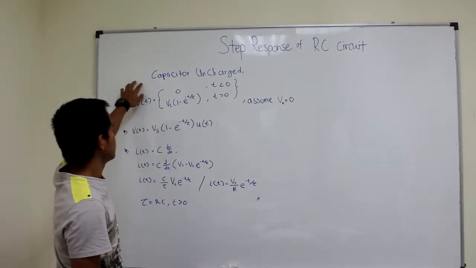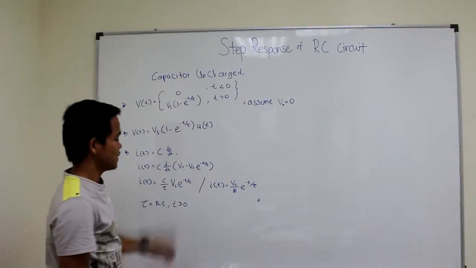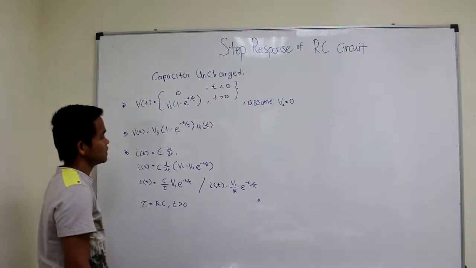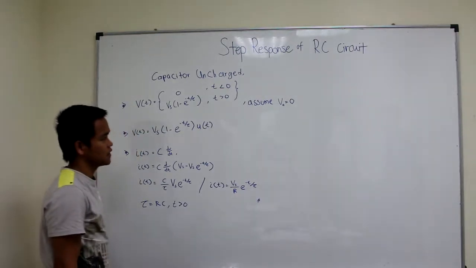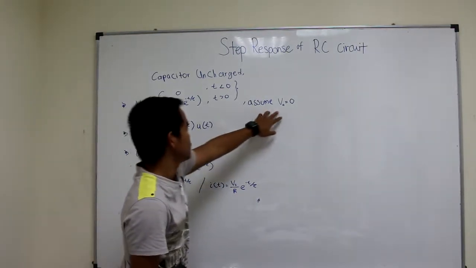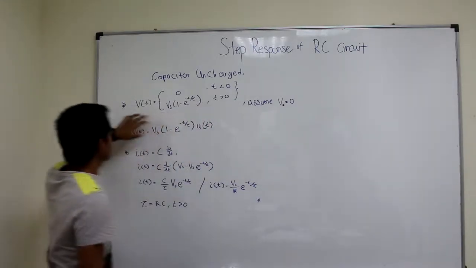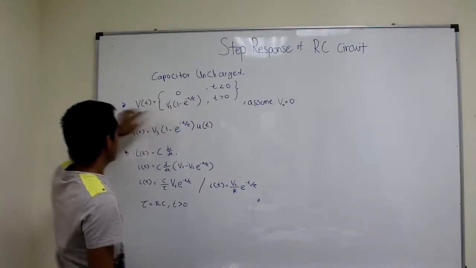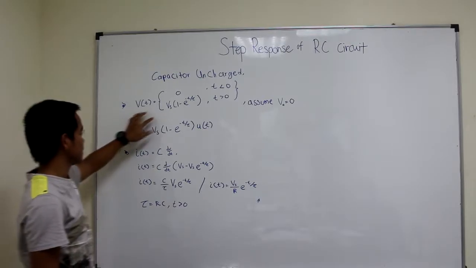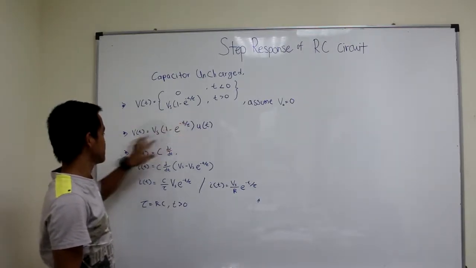Now it's about the capacitor in charge. If we assume that the capacitor is uncharged initially, we set V0 equal to 0. From the equation, we get this equation. We can write an alternative form as this equation.